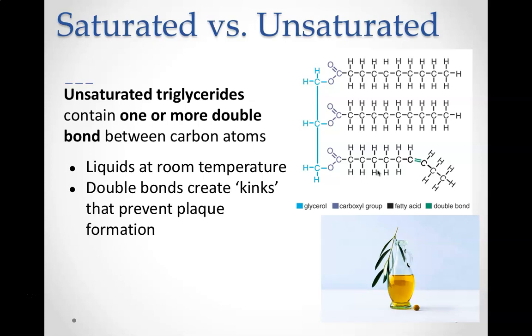And this is good. We want to consume this type of lipid because those kinks, or the bend here, prevent plaque formation. They're not going to allow these lipids to stack really closely together in our arteries, which is a good thing. More plant-based fats are typically unsaturated. So things like vegetable oil, olive oil, sunflower oil, those plant-based oils are typically unsaturated.